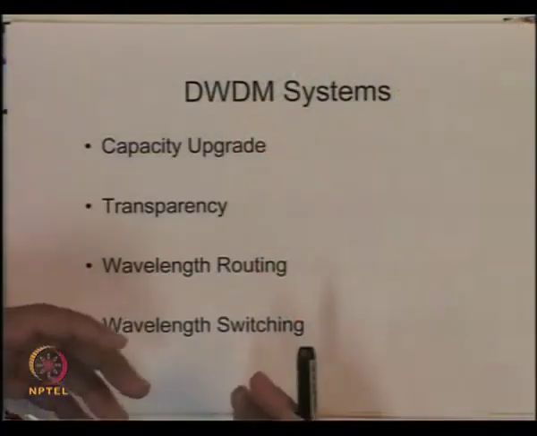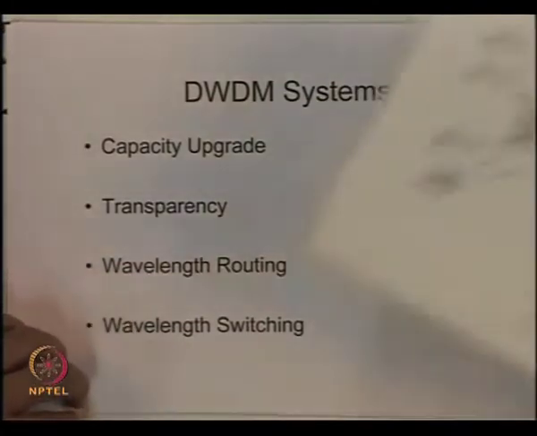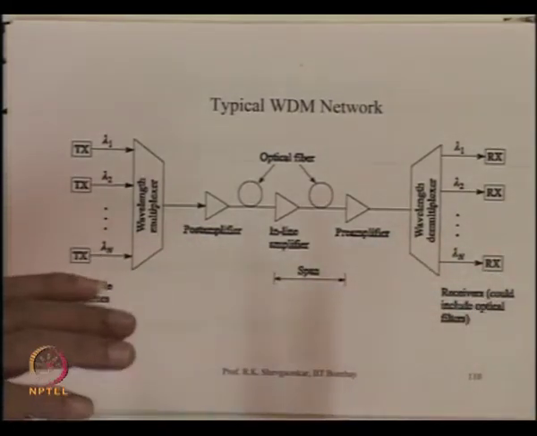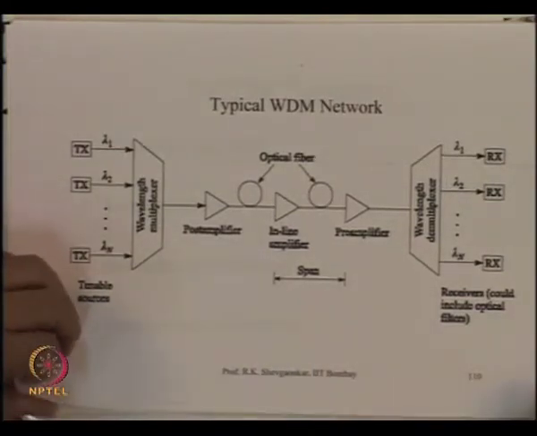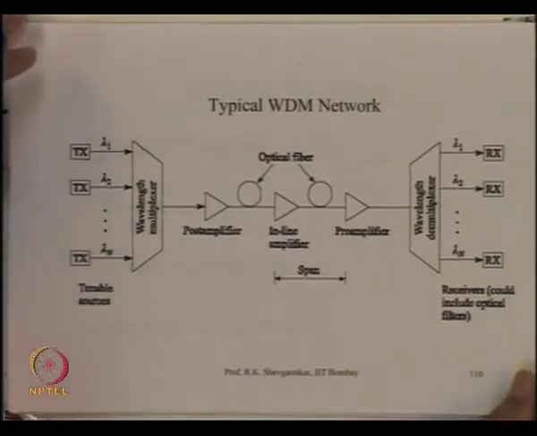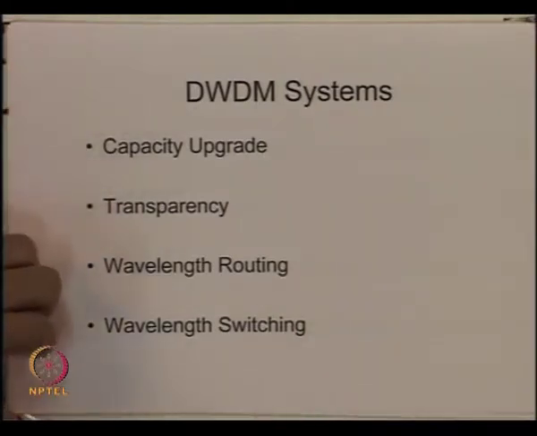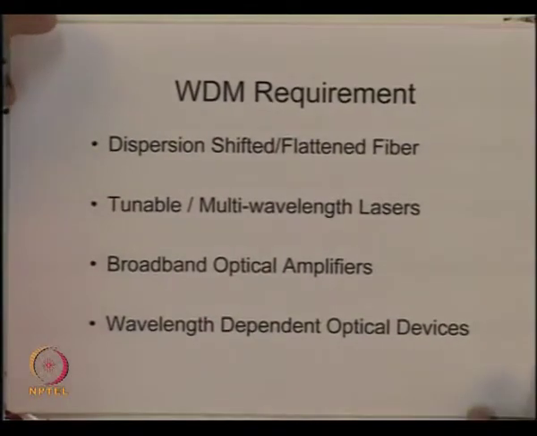So wavelength division multiplex systems have gone far beyond the simple point-to-point communication link which we discussed here. Here we are simply combining the wavelengths and sending them on the optical fiber just to increase the capacity. But with the advancement of technology, we now have a variety of devices in optical fiber which can do all these operations. It can do wavelength routing, it can do wavelength switching. So then, if you ask what is the requirement of a WDM system?